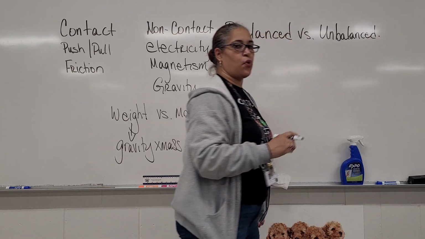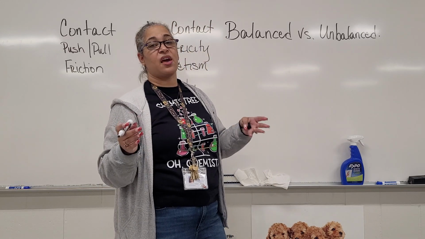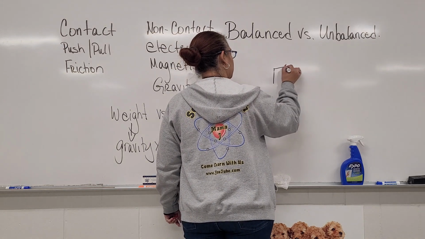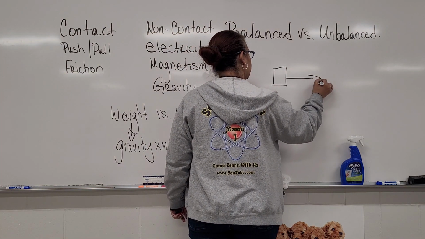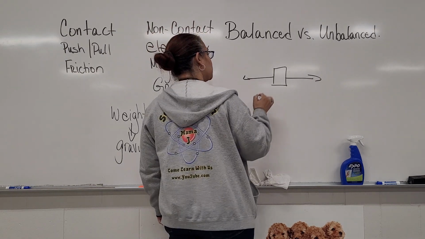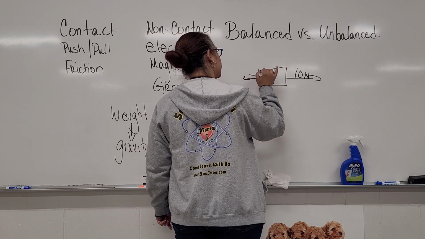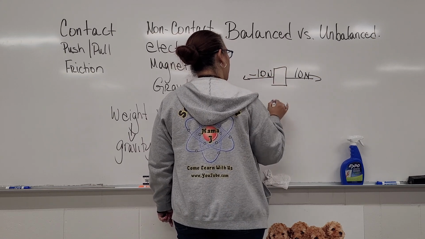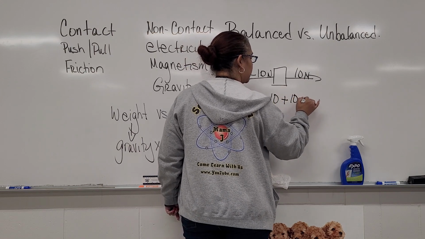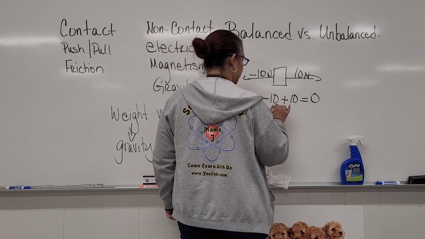okay, a balanced force is a force that is receiving an equal force from all directions, so the net force would be 0. For example, if I have an object that is being pulled in this direction and pulled in this direction, if it is pulled at a force of 10 newtons here and a force of -10 newtons here, well, -10 plus 10 is equal to 0. So this force is balanced.